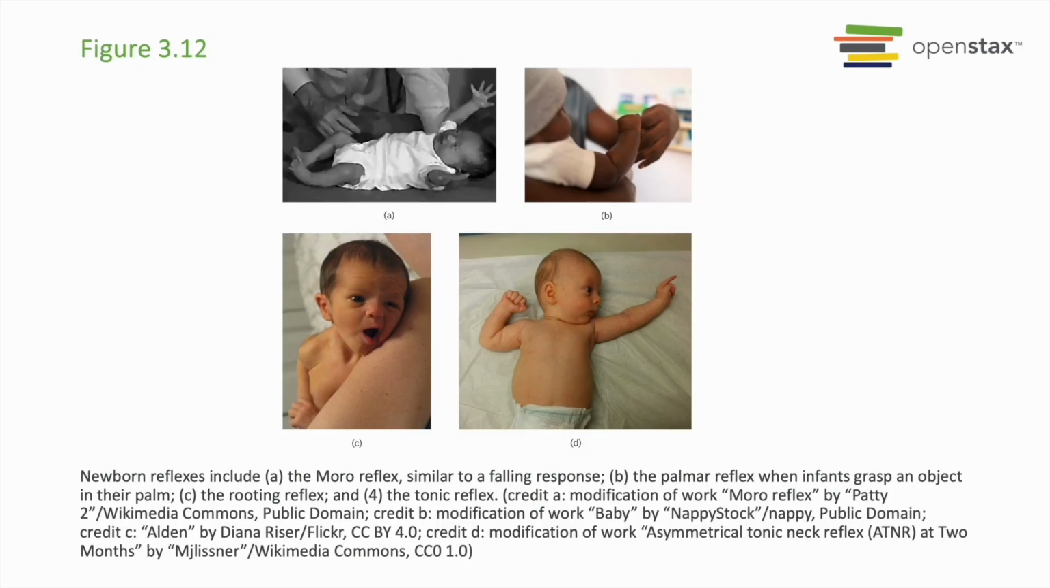Figure 3.12. Newborn reflexes include, as shown in Example A, the Moro reflex, similar to a falling response. Figure B, the palmar reflex when infants grasp an object in their palm. The rooting reflex, as shown in Image C, and in Image D, the tonic reflex.